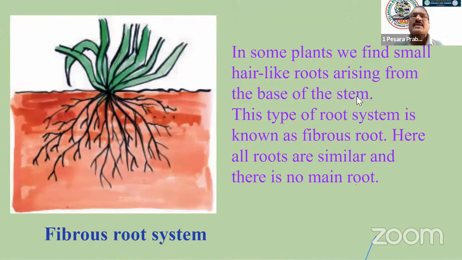What is this? In some plants, we find small hair-like roots arising from the base of the stem. See here, this is the stem part. From the base of the stem, all similar roots arise, and all these are hair-like structures. There is no difference between tap root and lateral root, thin or thick. This type of root system is known as fibrous root system.